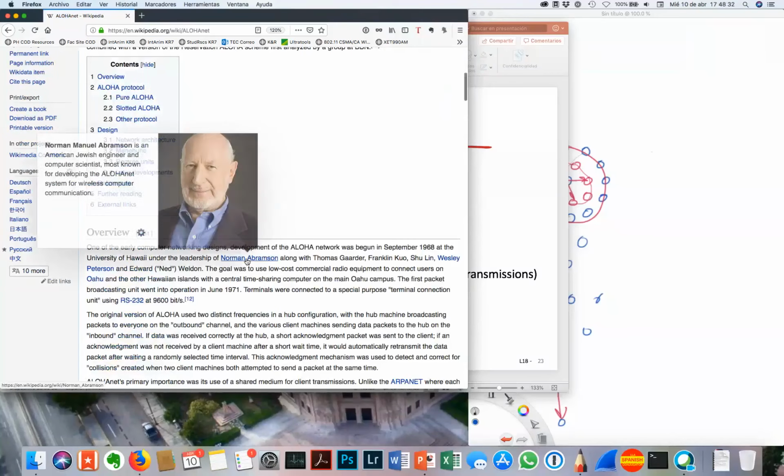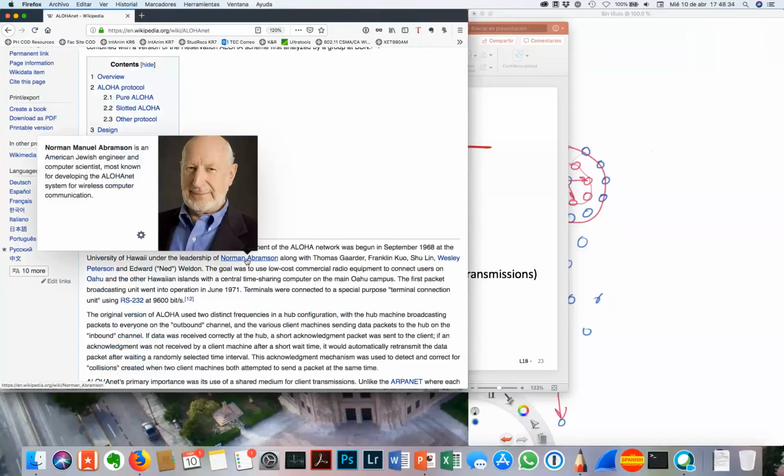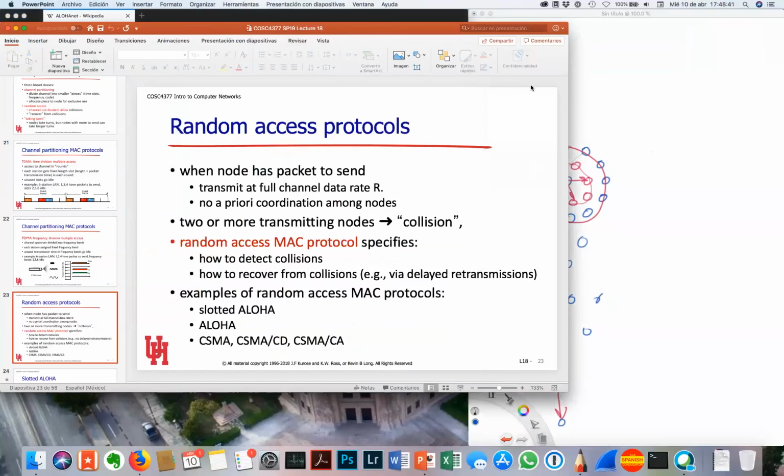Norm Abramson. There he is right there. Looks like a nice guy, doesn't he? He's the one that developed this concept. And AlohaNet is famous because it gave us the idea for how to do Ethernet. And so it changed the world.